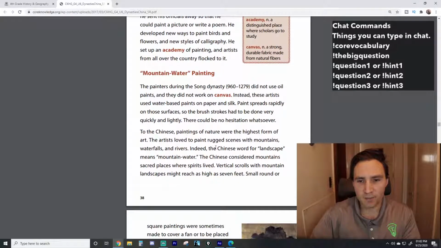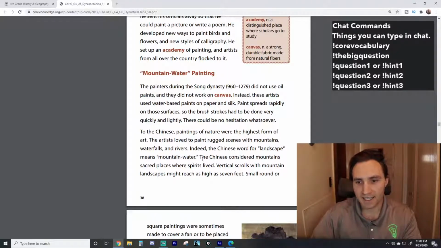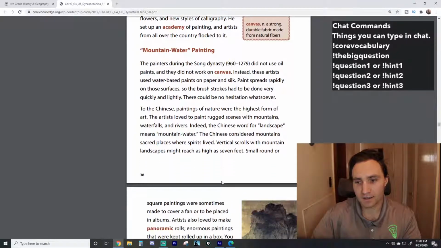To the Chinese, paintings of nature were the highest form of art. The artists loved to paint rugged scenes with mountains, waterfalls, and rivers. Indeed, the Chinese word for landscape means mountain water. The Chinese considered mountains sacred places where spirits lived. Vertical scrolls with mountain landscapes might reach as high as 7 feet.